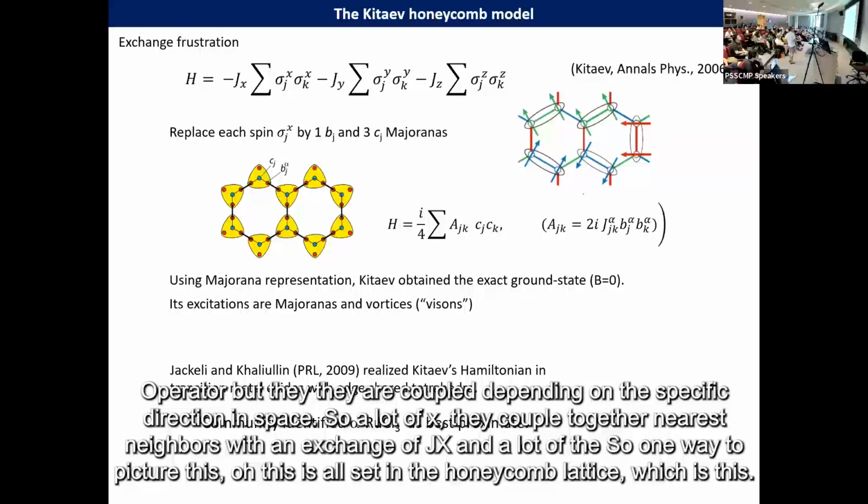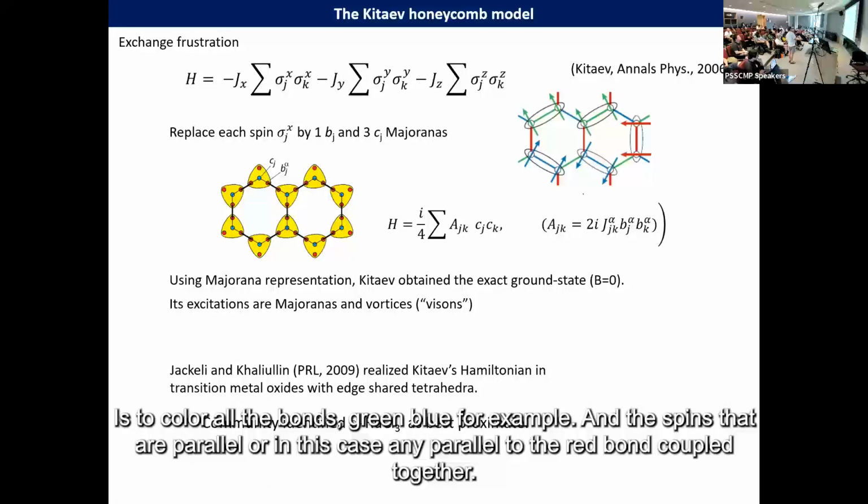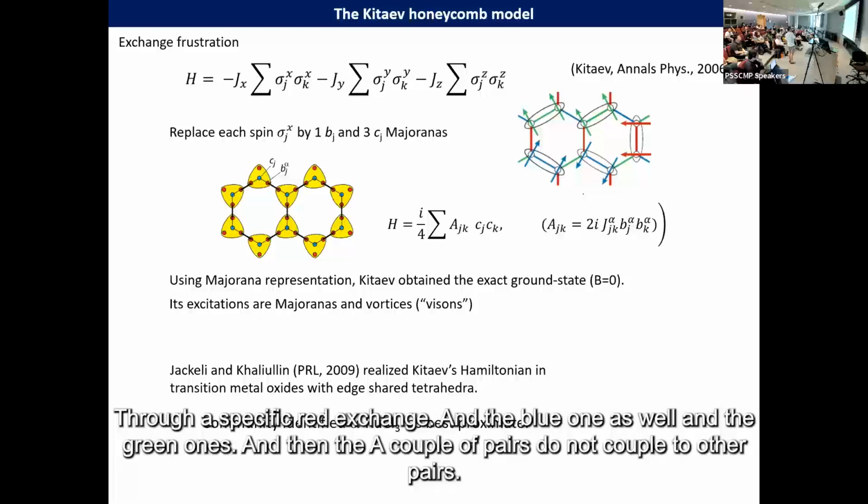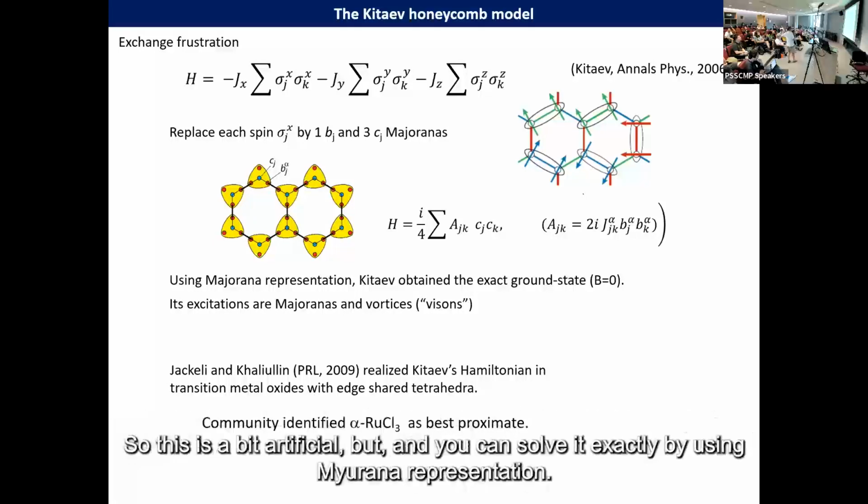So one way to picture this, this is all set in a honeycomb lattice, is to color all the bonds red, green, blue, for example, and the spins that are parallel, or in this case anti-parallel, to the red bond couple together through a specific red exchange, and the blue ones as well, and the green ones. And then the coupled pairs do not couple to other pairs. So this is a bit artificial, but Kitaev could solve it.